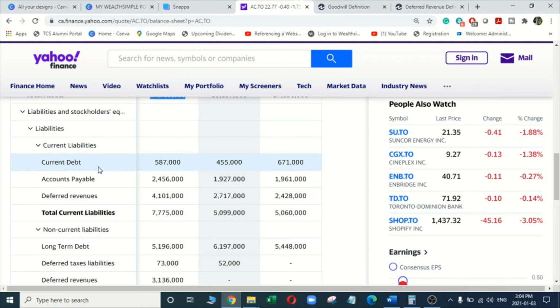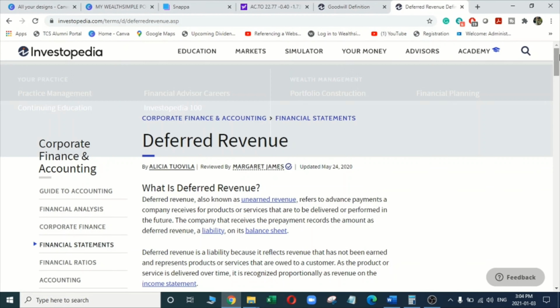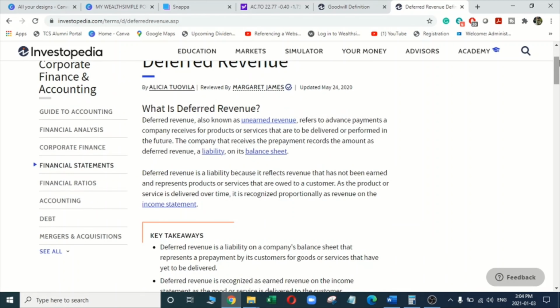Current debt means the company has to pay this amount in the next 12 months. Then we have accounts payable. Accounts payable is also the amount that the company owes to its creditors and has to pay. Then there is the term deferred revenue. Now what does deferred revenue mean? It is also known as unearned revenue, and refers to advance payment a company receives for products or services that are to be delivered or performed in the future.